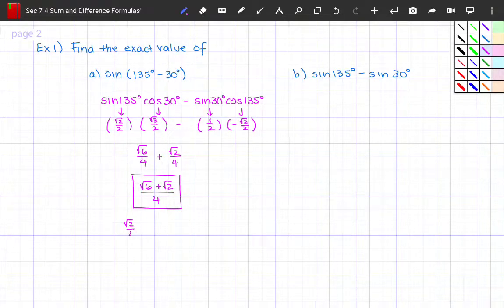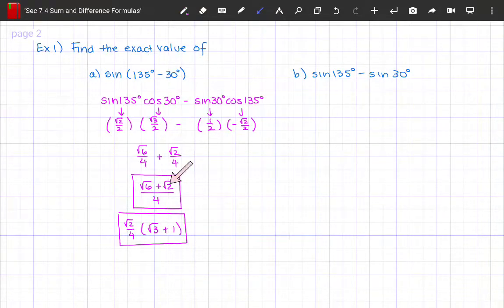When you check your answers in the back of the book, I just want to show you, they will have actually written the answers like this, which is totally fine. They factored. There's a root 2 in common in the top, and they just factored out the 4 from the bottom. But if you distributed this back, you'd see you get this answer. Either way is fine. It doesn't matter.